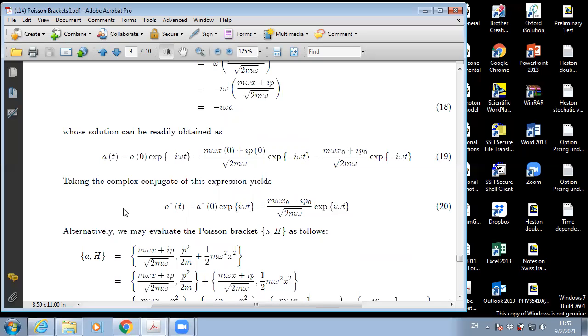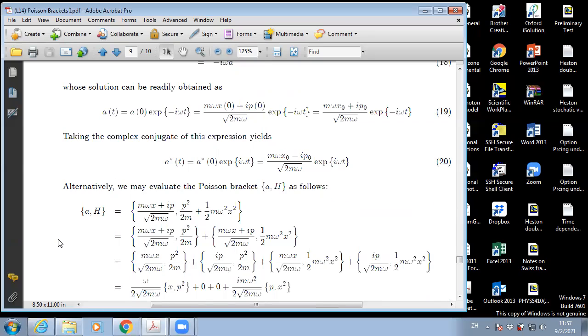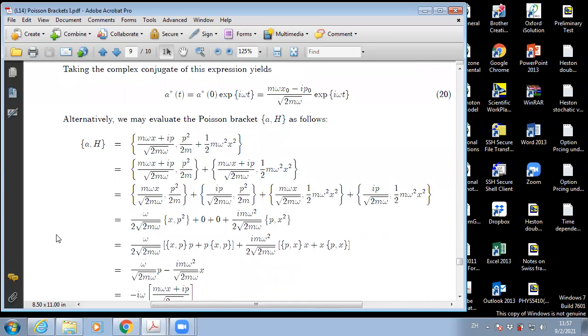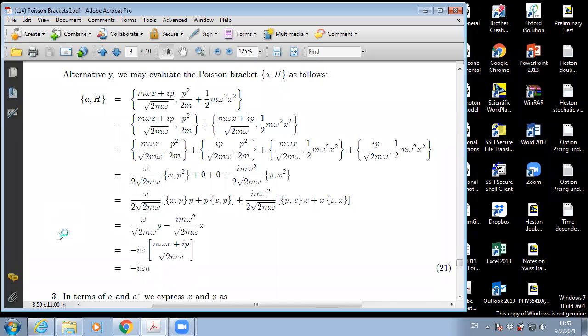Now, if we don't want to apply the definition of Poisson brackets, we can just follow the arithmetics of the Poisson brackets as shown in equation 21. We plug in the definitions of A and also the definition of H, and then apply the distributive law of Poisson brackets. Then we have 4 terms.